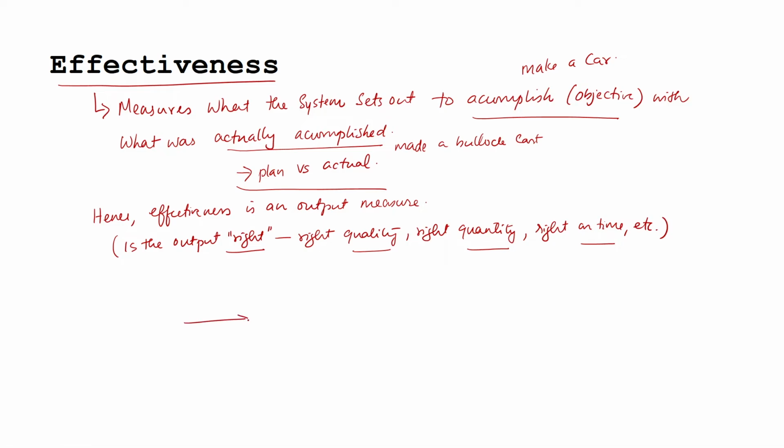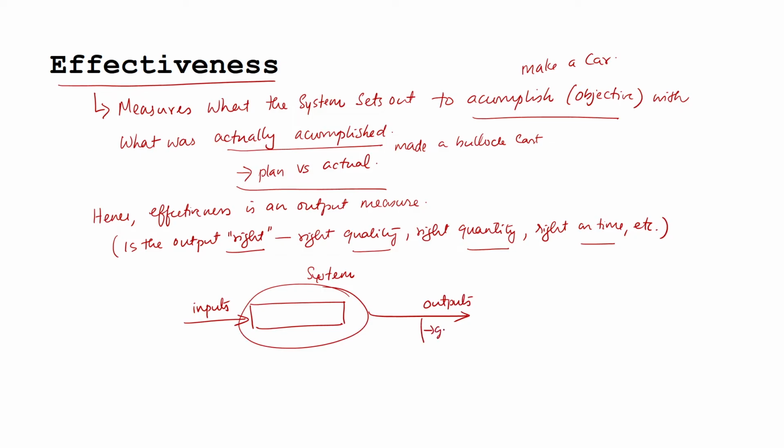So, if you think about it, you have your inputs, you have your, I am just drawing it as a system, and you have your outputs, which are goods or services or waste. So, the effectiveness focuses here. This is the focus of effectiveness, on the output side of the things.